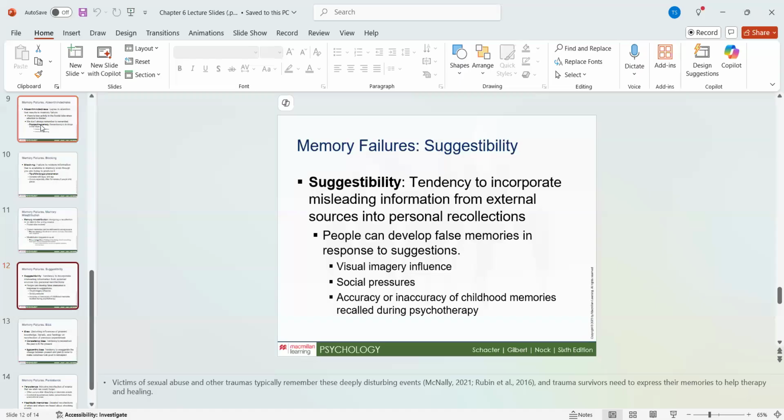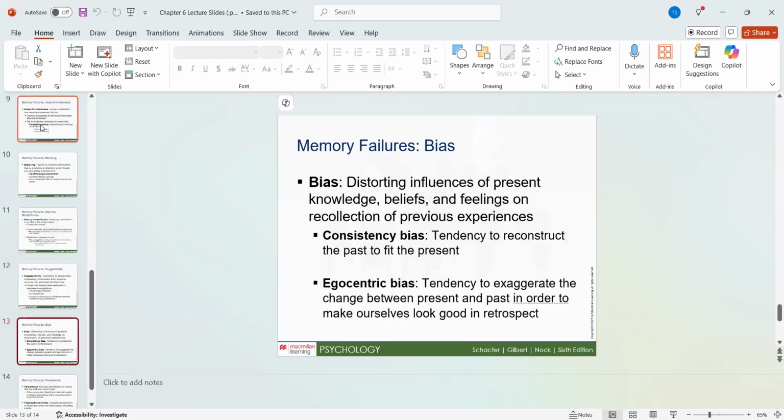Somebody gives you information which could be biased, and because it's in the heat of the moment, it causes you to remember something in a way that wasn't necessarily what happened. So, suggestibility. The next one leads directly into this. This is bias, but this one is not necessarily from an outside source.